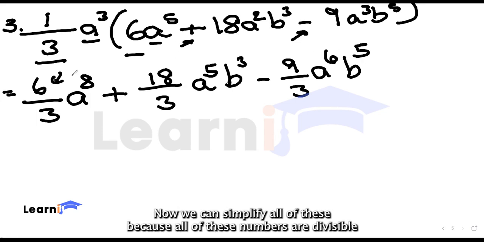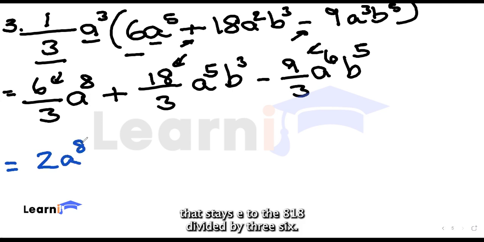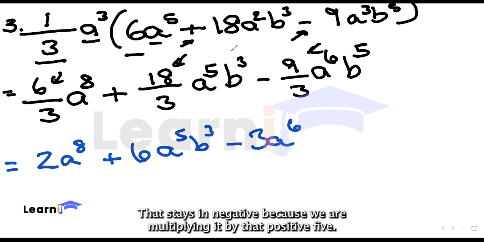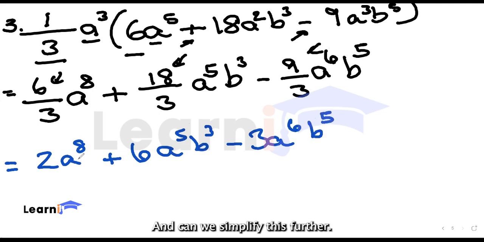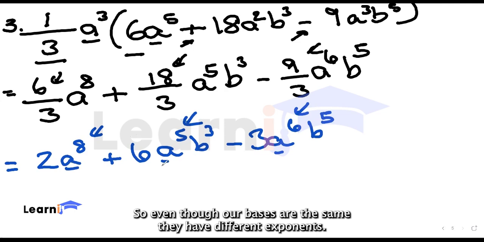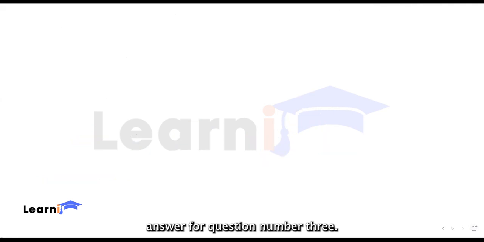Okay, now we can simplify all of these because all of these numbers are divisible by 3. 6 divided by 3, or 6 over 3, is 2. That stays a to the 8. 18 divided by 3 is 6. That's a to the 5, b to the 3. And 9 divided by 3 is 3. So that stays a negative because we are multiplying it by a positive. b to the 5. And can we simplify this further? No, because there's an a to the 8, a to the 5, and an a to the 6. So even though our bases are the same, they have different exponents. And so that's our answer for question number 3.